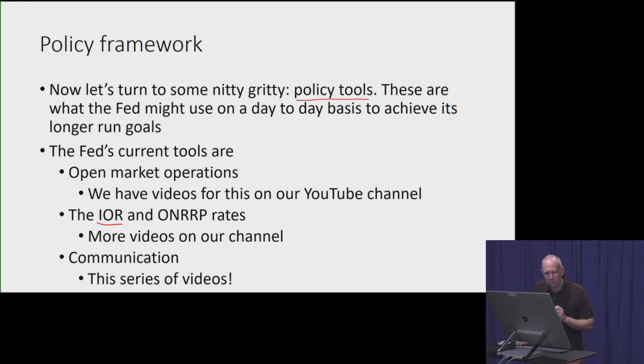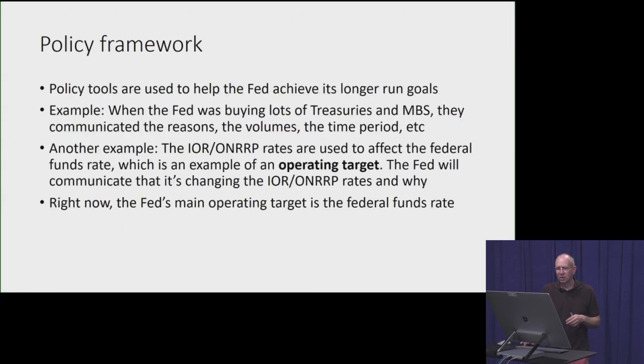IOR, that's interest on reserves, and the ONRP. ONRP is overnight reverse repurchase agreement. We also have some videos explaining that. And then also their third tool is communication, and that's of course this particular series of videos. Now, these day-to-day policy tools are used to help the Fed achieve its longer run objectives.